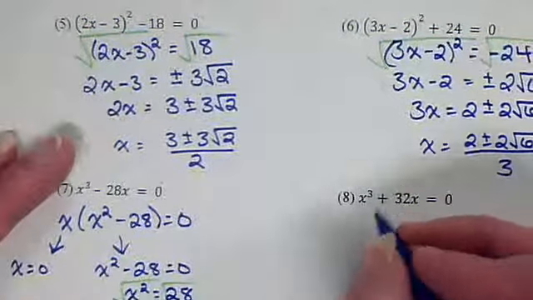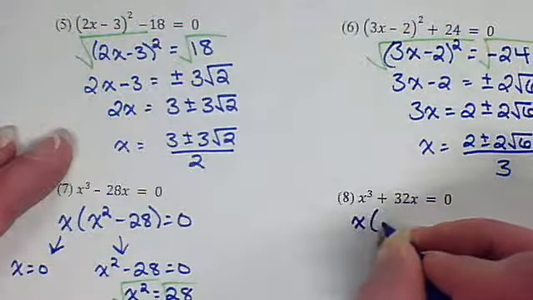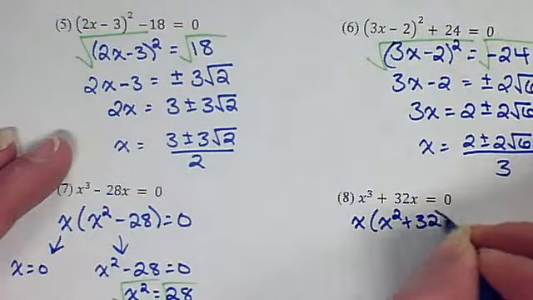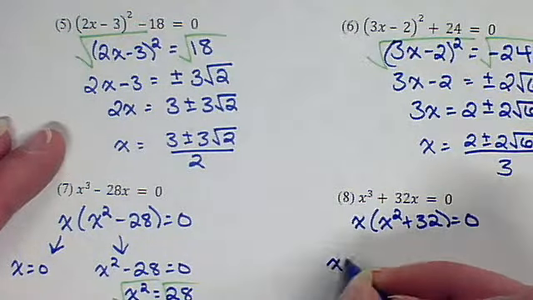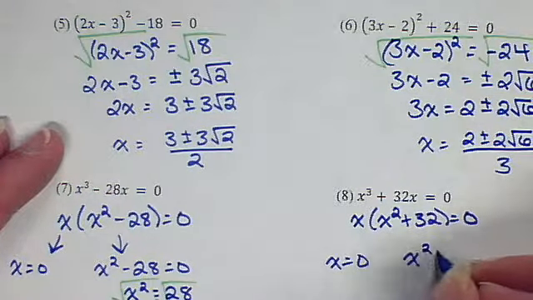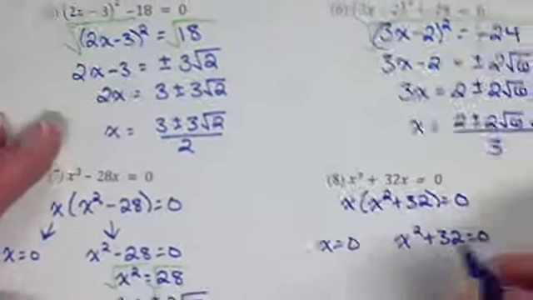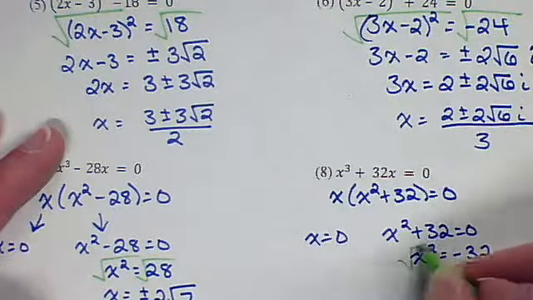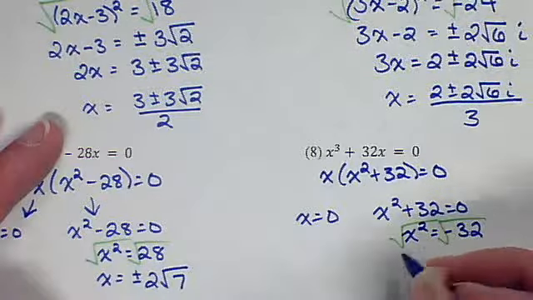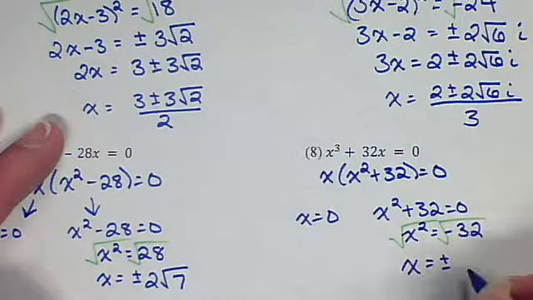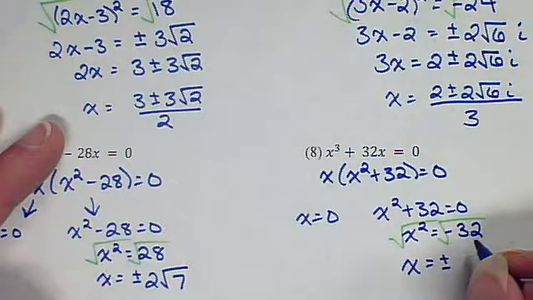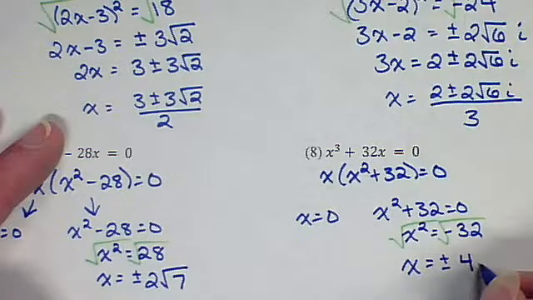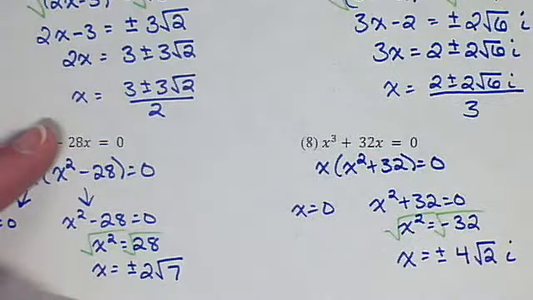Okay, number 8. Factor out an x. Starting to get the hang of this. That's going to give me x equals 0 here. x squared plus 32 equals 0. Subtract the 32. Take the square root of both sides. x equals plus or minus square root of 32. 16 times 2. So that's going to be 4 root 2. It's imaginary, so I better take an i out.